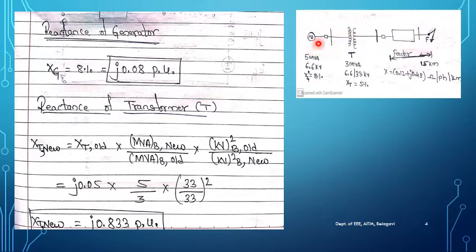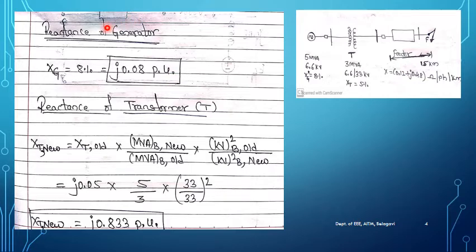So let us start with the first component, that is the generator. As we already chose the base value of the generator, the reactance, whatever the given reactance, will remain the same. So the old reactance in per unit will be equal to the new reactance of the generator. According to that, the new reactance of the generator, if you convert 8%, will be around j0.08 per unit.